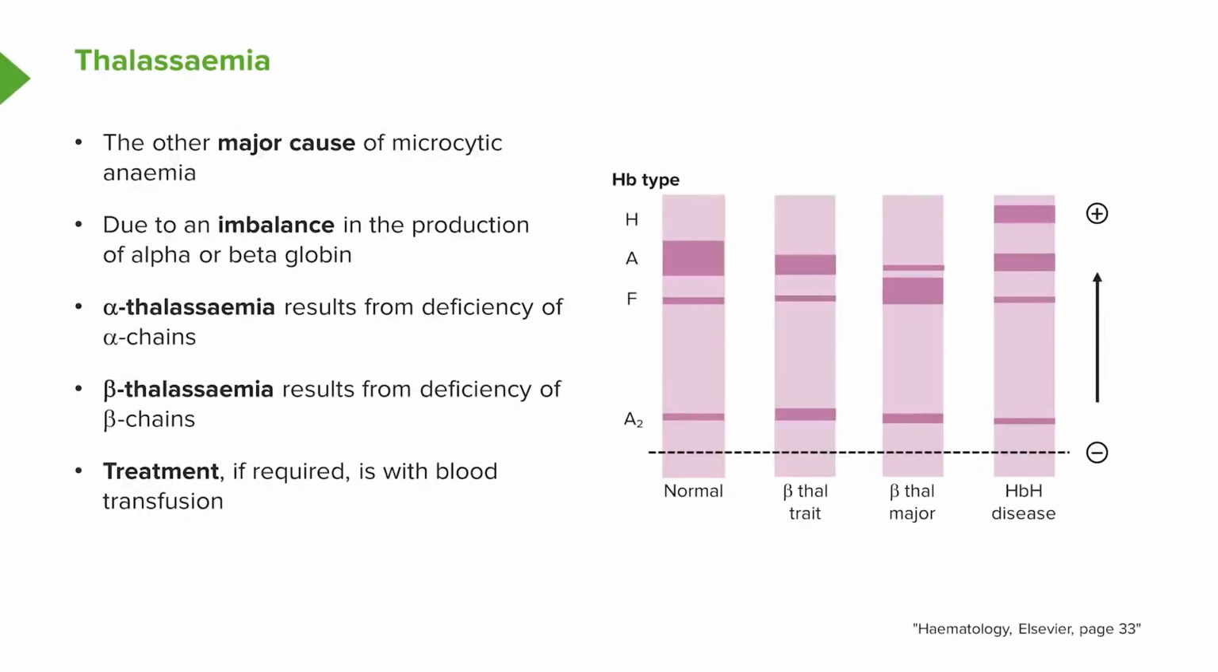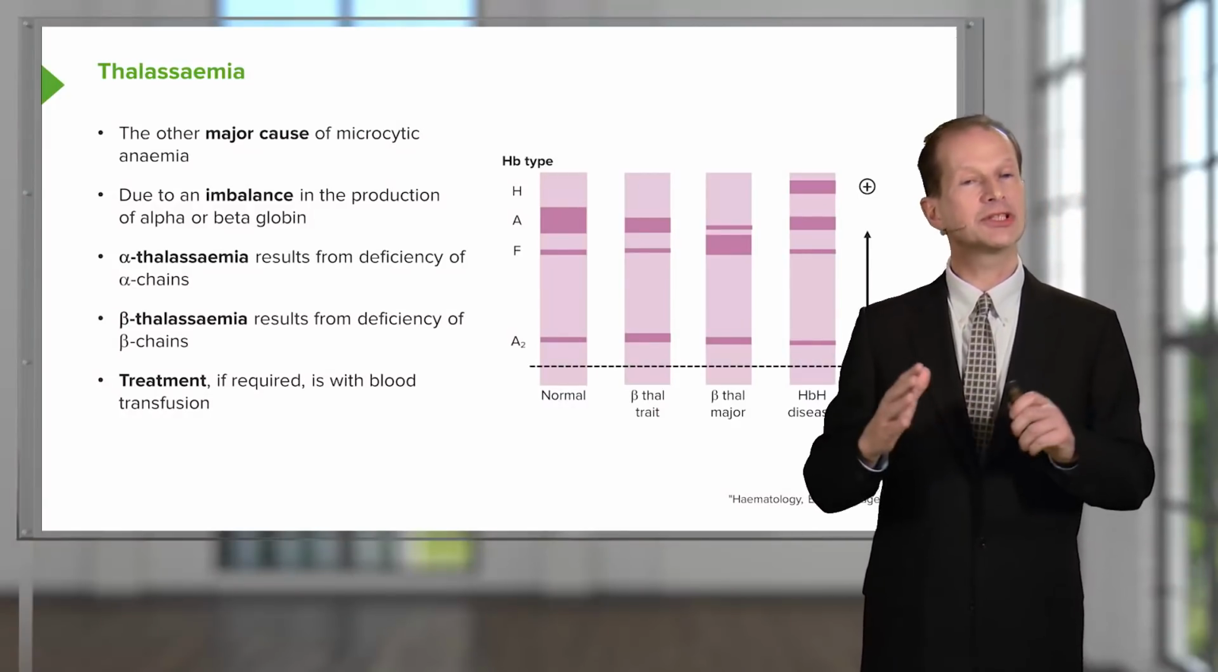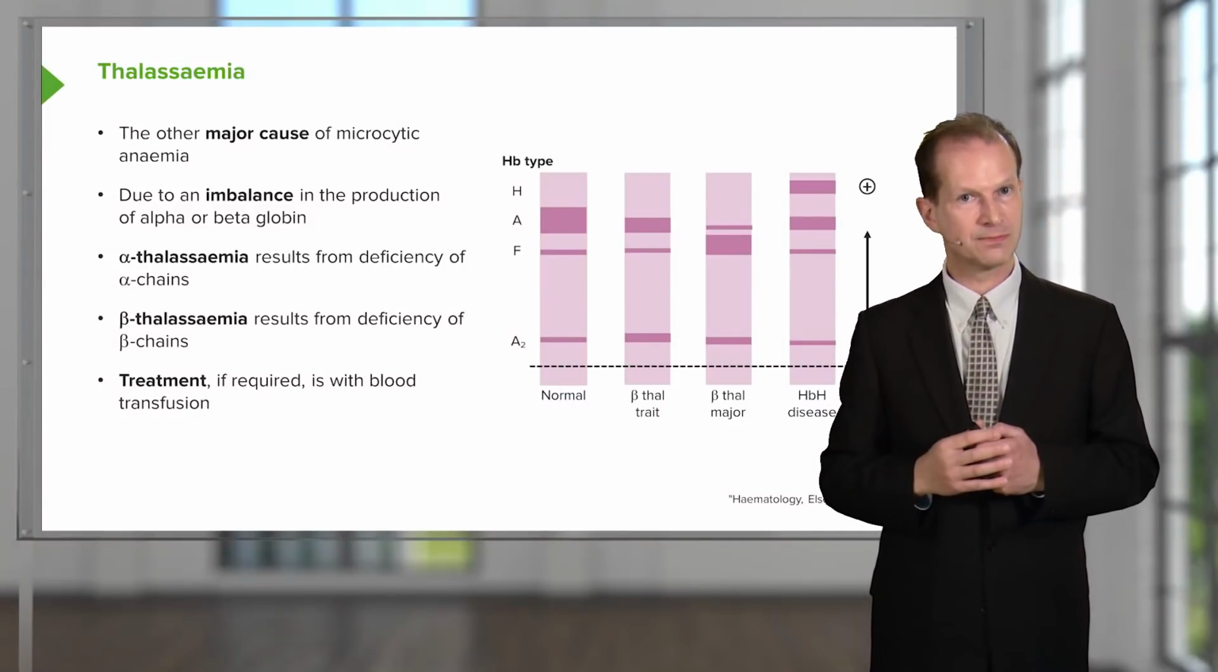The second major cause of microcytic anemia is thalassaemia. The word itself is extraordinary. It comes from the Greek, the sea. And when Greek soldiers came back after the wars, they looked at the sea, thalassus. That's the thing they said. Thalassaemia gets its name because it was common in the Mediterranean.